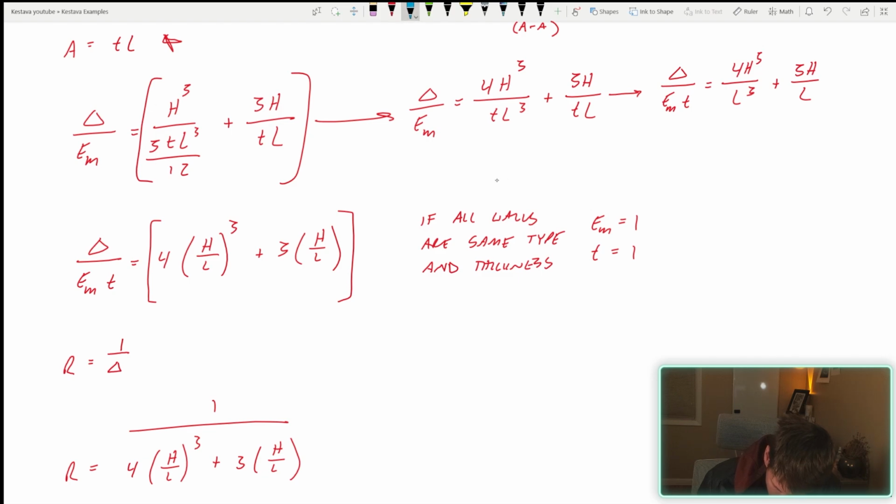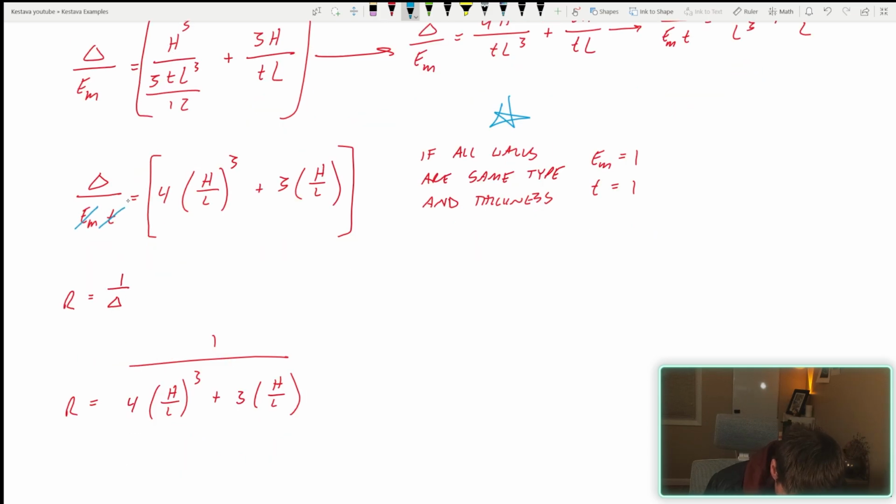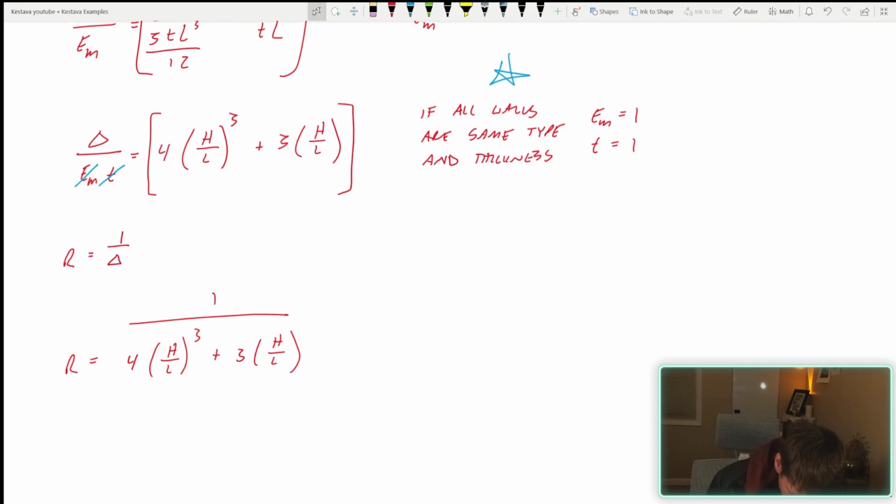This is an important note. If all of your walls have the same thickness and they're built of all the same material, aka your modulus of elasticity is the same for each wall, then we can reduce this equation further because both of those terms now just equal 1 and can be stripped out. So we cross these out because they're both 1. And then lastly, we know that rigidity of a shear wall is equal to 1 over displacement. And so that gets us rigidity equal to 1 over our entire equation.